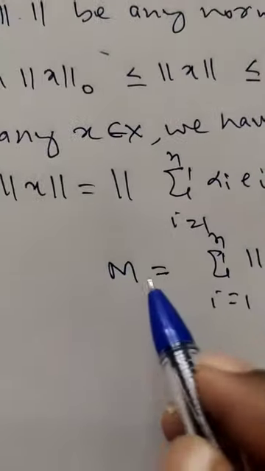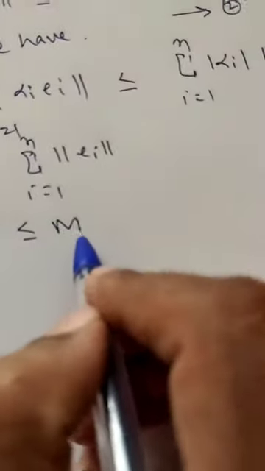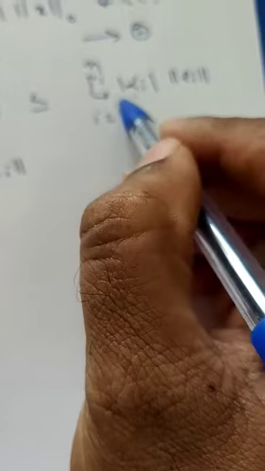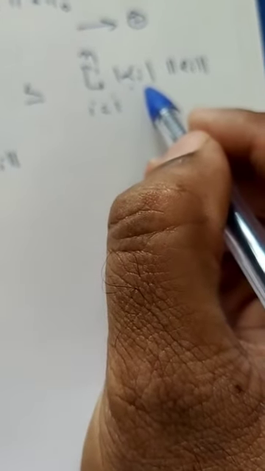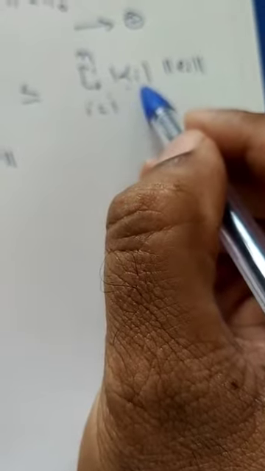Then norm of x is less than or equal to M times summation i equal to 1 to n mod alpha i. So definitely this is less than or equal to maximum of alpha i. Maximum alpha i is nothing but what?